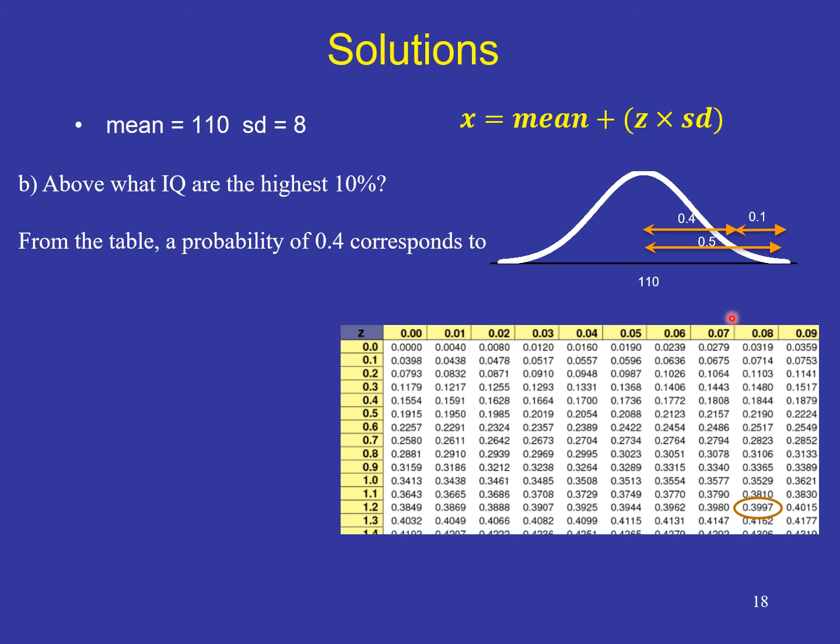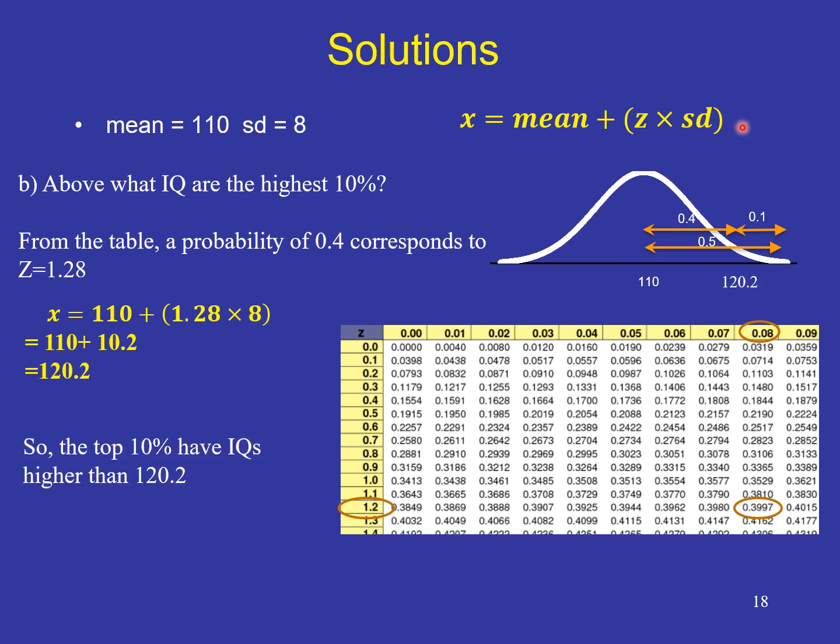The value closest to 0.4 is 0.3997. The corresponding z value for that is 1.28. So the IQ we're interested in is 1.28 standard deviations above 110. So we just basically put it into this formula. And we end up with 110 plus 10.2, which is 120.2. So we know that the top 10% have IQs higher than 120.2.